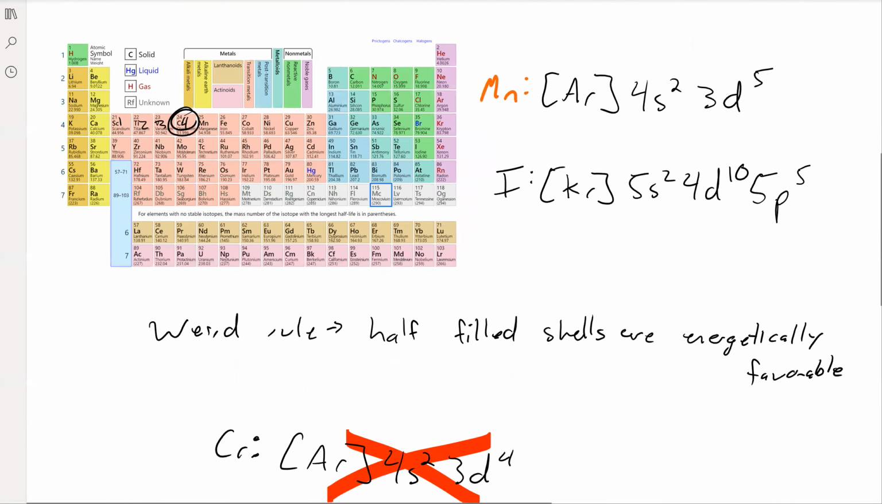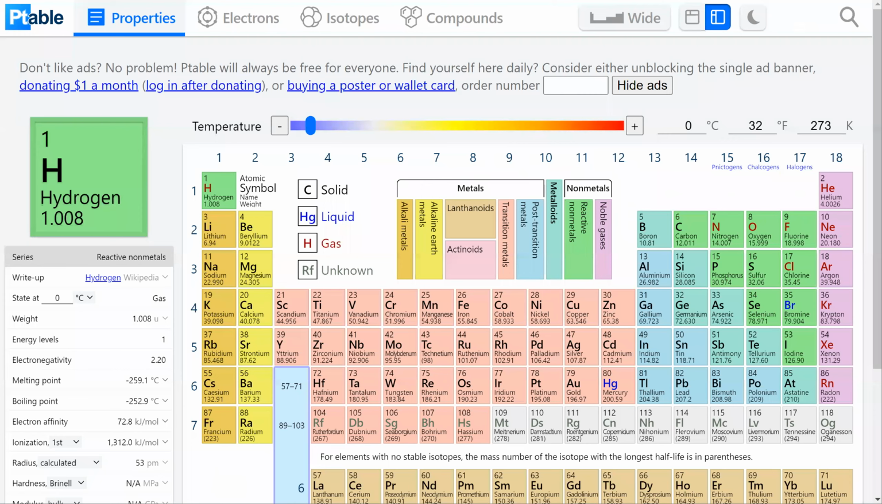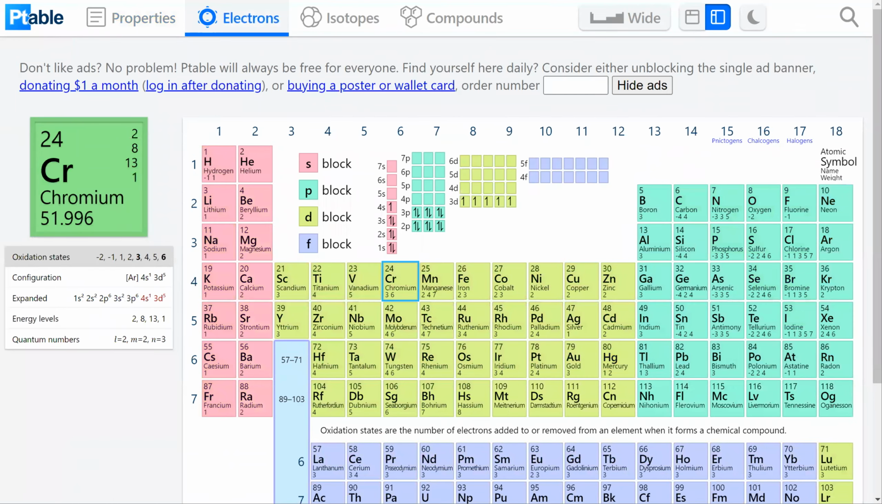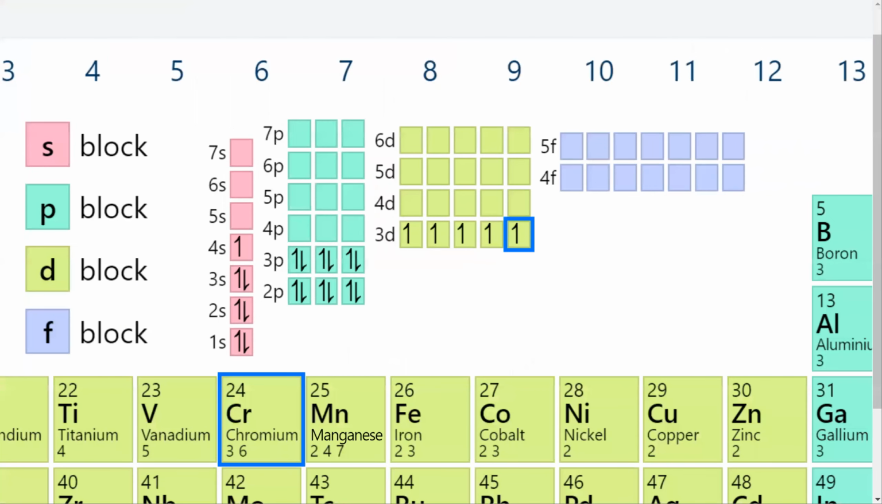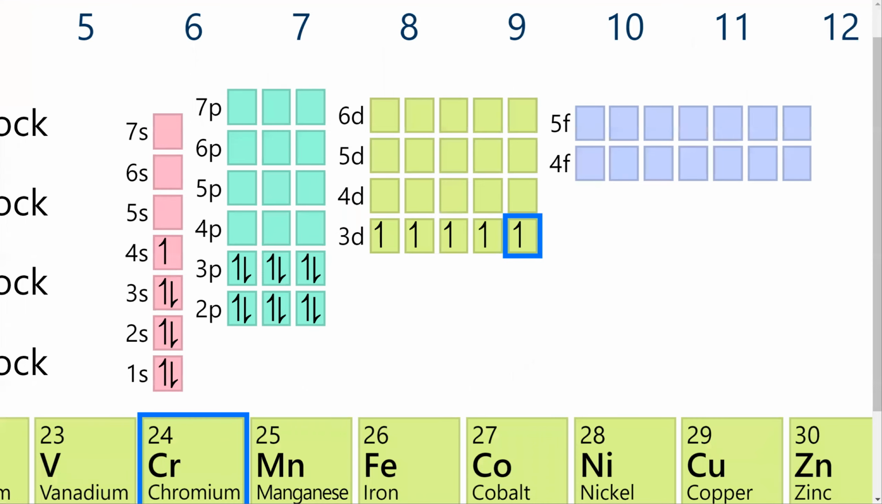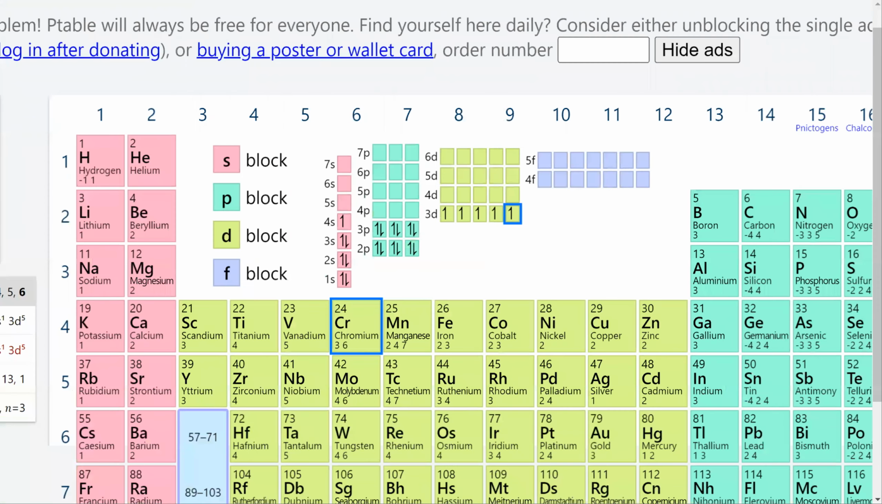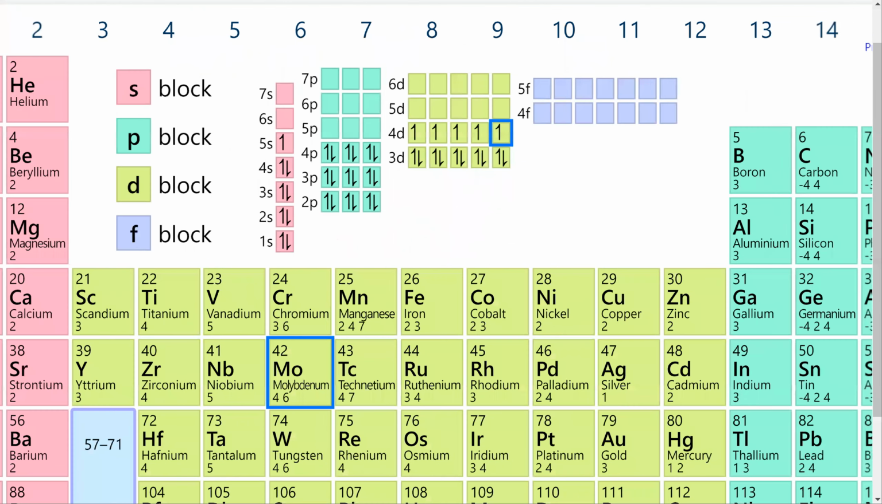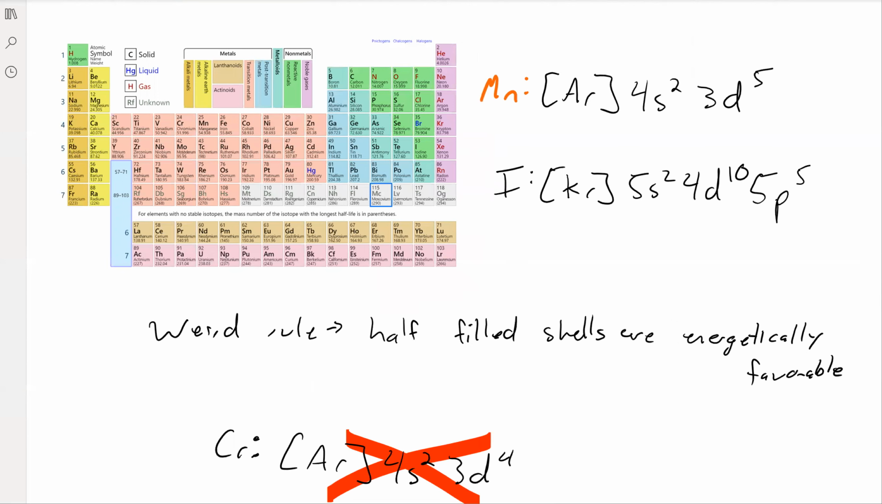So this is also true for molybdenum and whatnot. And again, you can check out your periodictable.com. So here's ptable.com. You click on electrons. And then if we look at chromium, you can tell it only has one 4s electron, and all the 3d orbitals are half filled. Go down to molybdenum, the same thing, right? That electron hops over. So that occurs there. It also occurs over here for copper, silver, and gold.